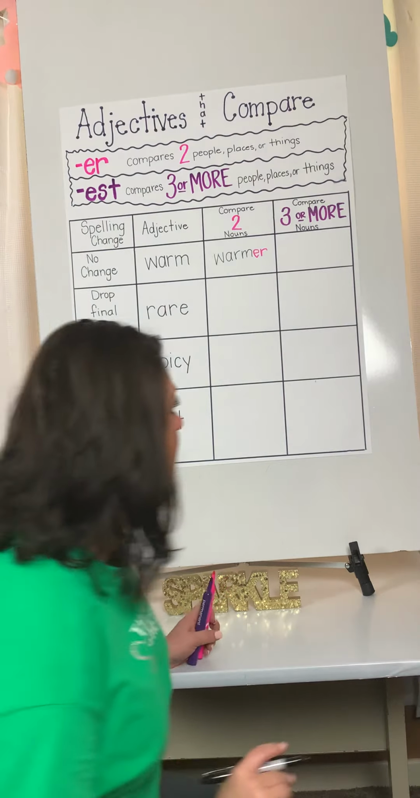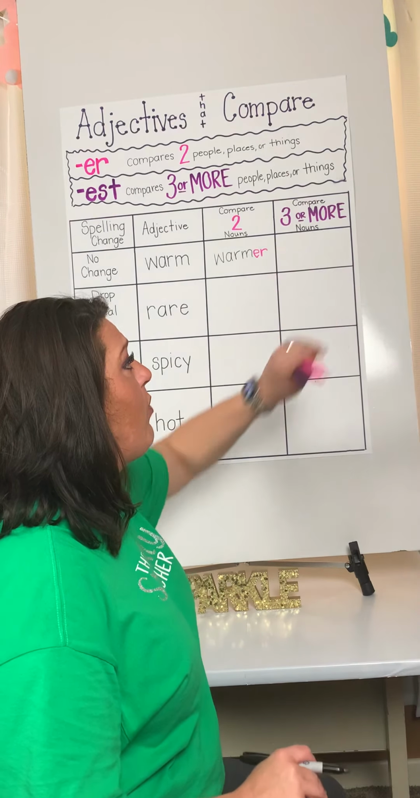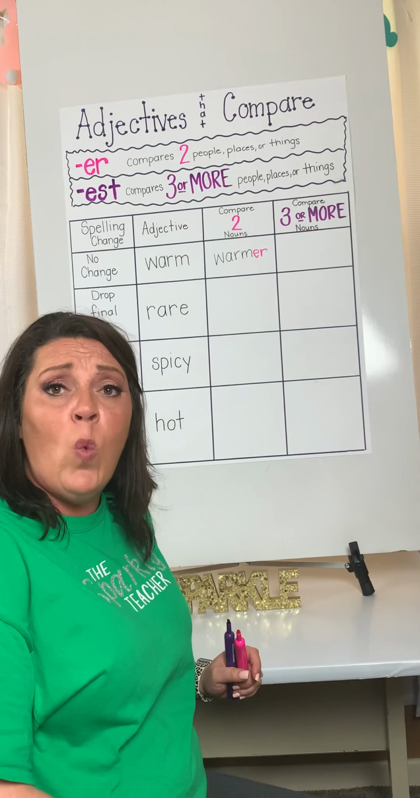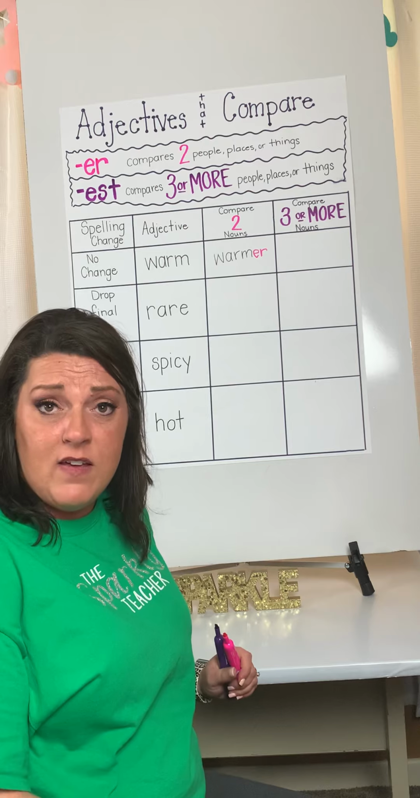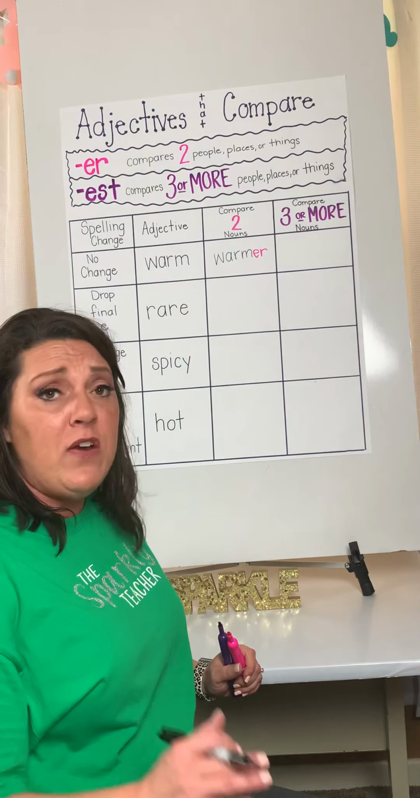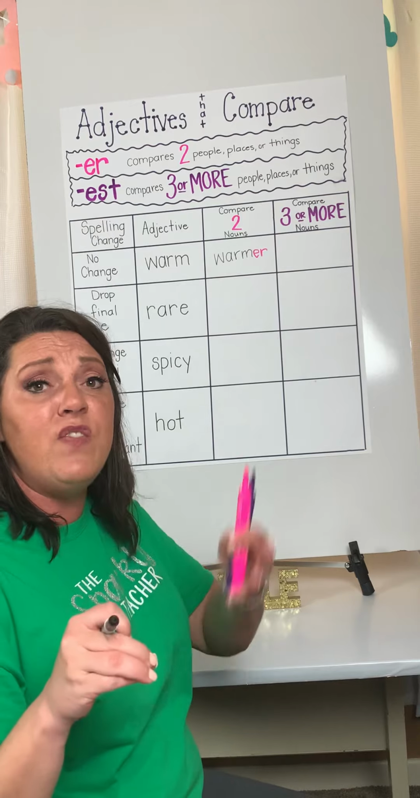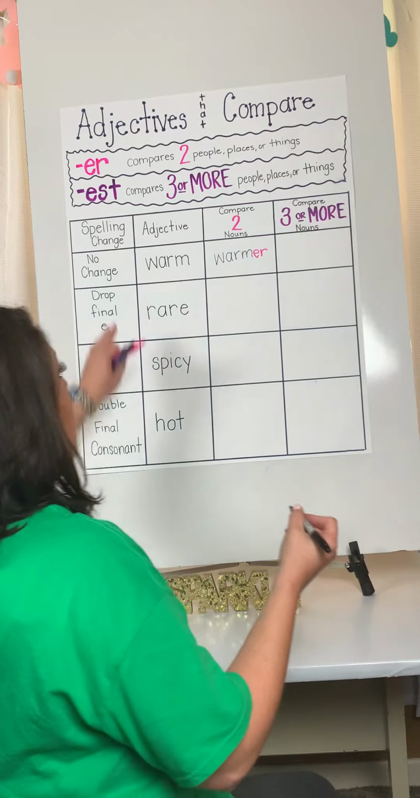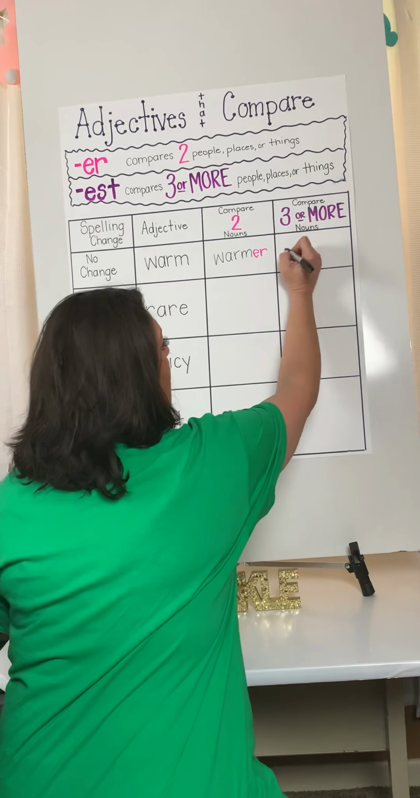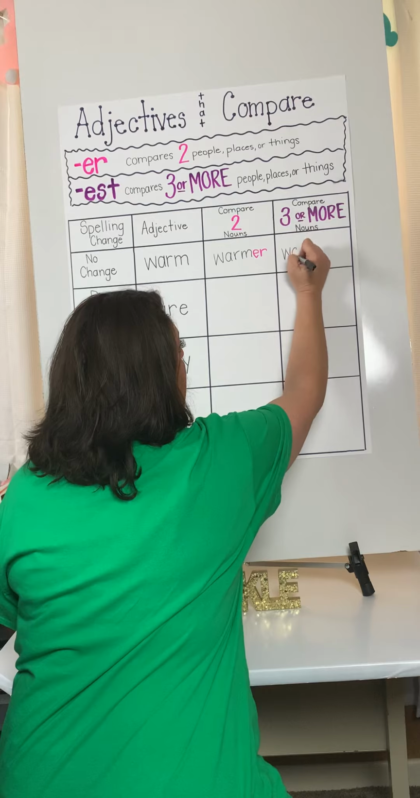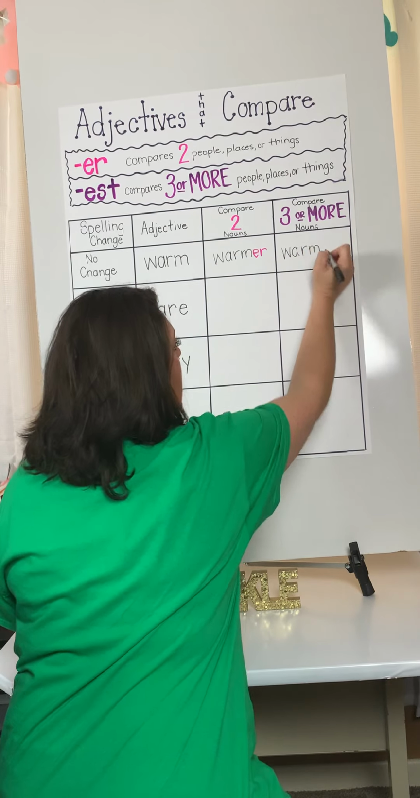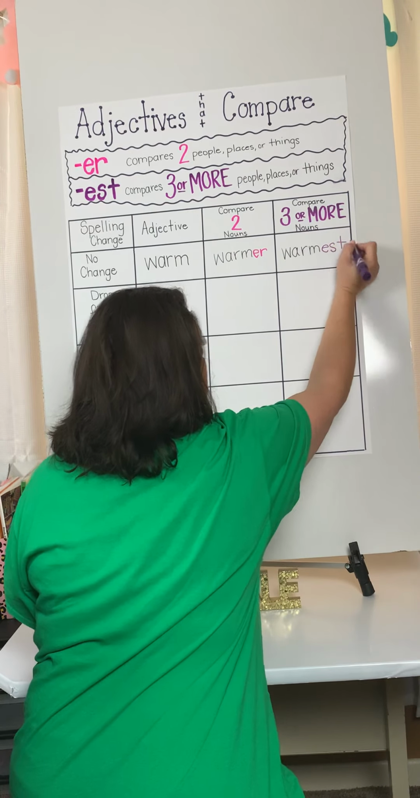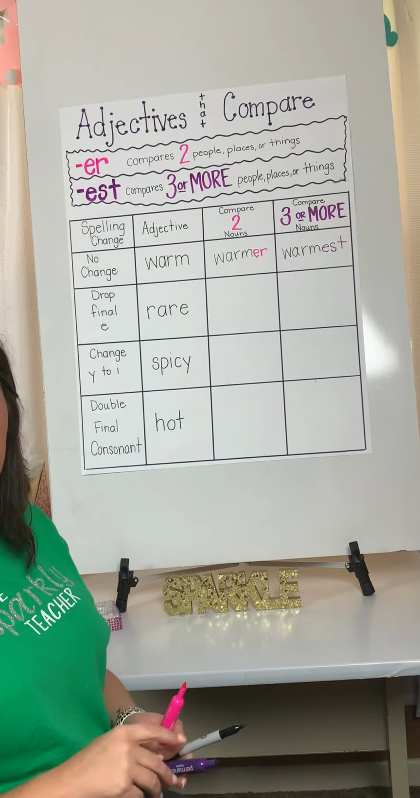Now when we move over here, if we're comparing three or more nouns, we could say today is the warmest day of the week. And if we say that, we are comparing today to all of the other days of the week. So that would be three or more. Now again, the word warm, we don't have a spelling change when we add an ending, so we're going to have warmest. Today is the warmest day of the week.